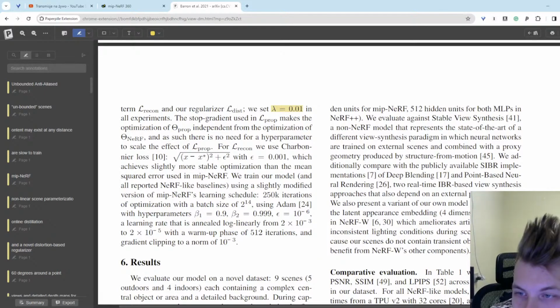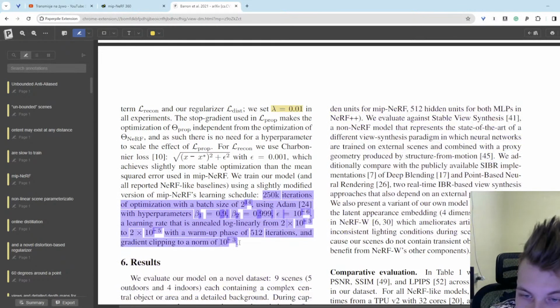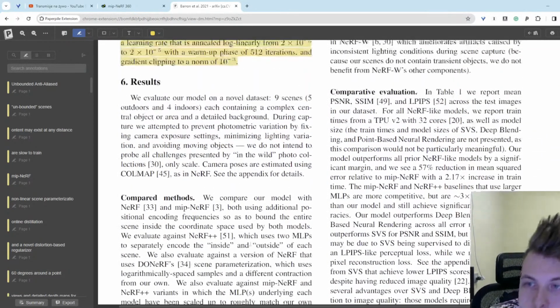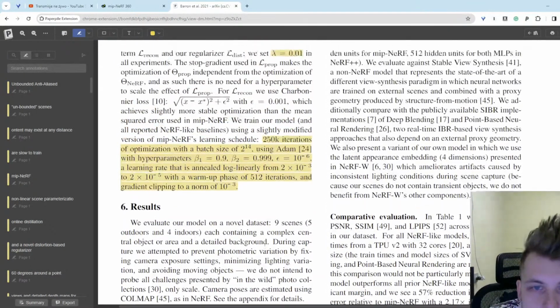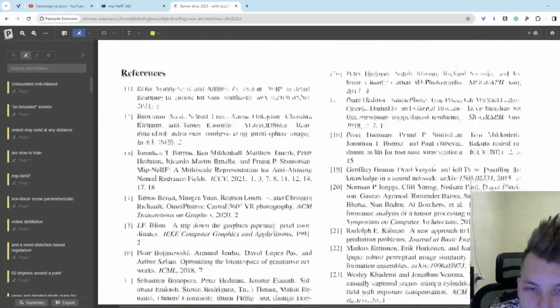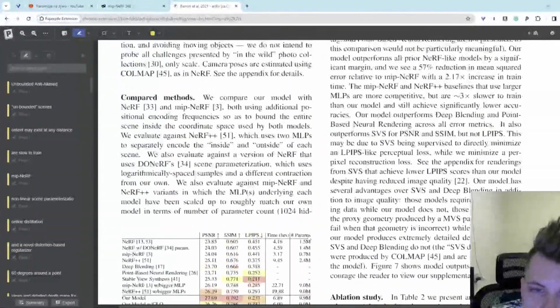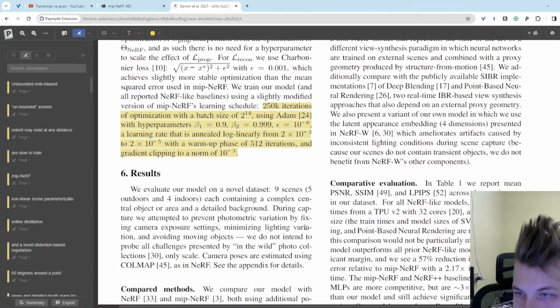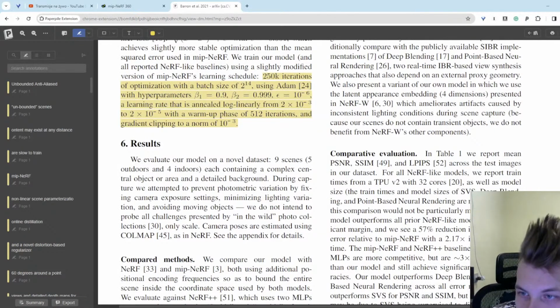We train our model using a slightly modified version of the Mip-NeRF learning schedule. So this is the learning schedule and all the details of the warm-up and everything, so that's not very interesting, but if you're interested to look at it, here it is. Yeah, so now there are results, limitations and conclusions. We will go over the sections very briefly. We will look through the appendix, but let's get over this quite quickly, so let's move on.